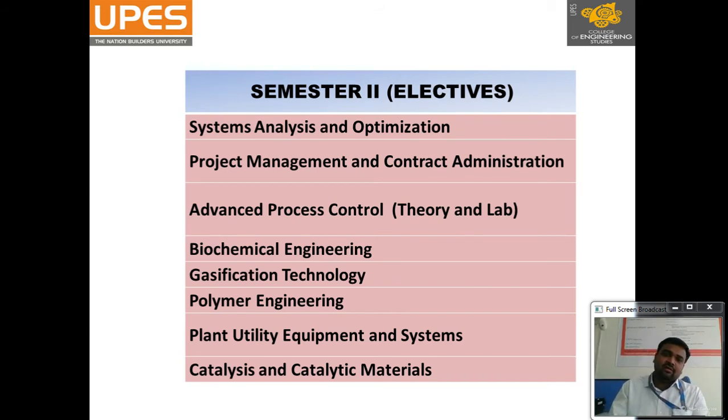Here we are having both theory and lab, biochemical engineering, gasification technology, polymer engineering, plant utility equipment and systems, catalyst and catalytic material. So far the trend goes, we are having students interested in systems analysis and optimization, project management and contract administration, then plant utility equipment and systems, catalysis and catalytic materials. So out of this basket, the students have to choose any two, and those will be offered in semester 2.